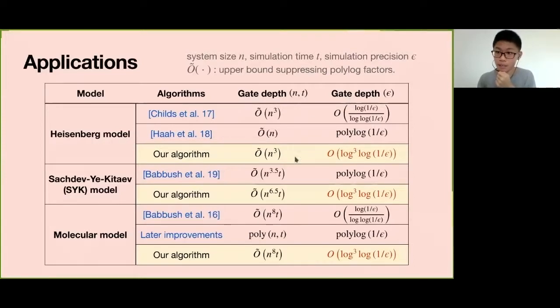Okay, I think this is a good time to stop here to see if there are any questions.